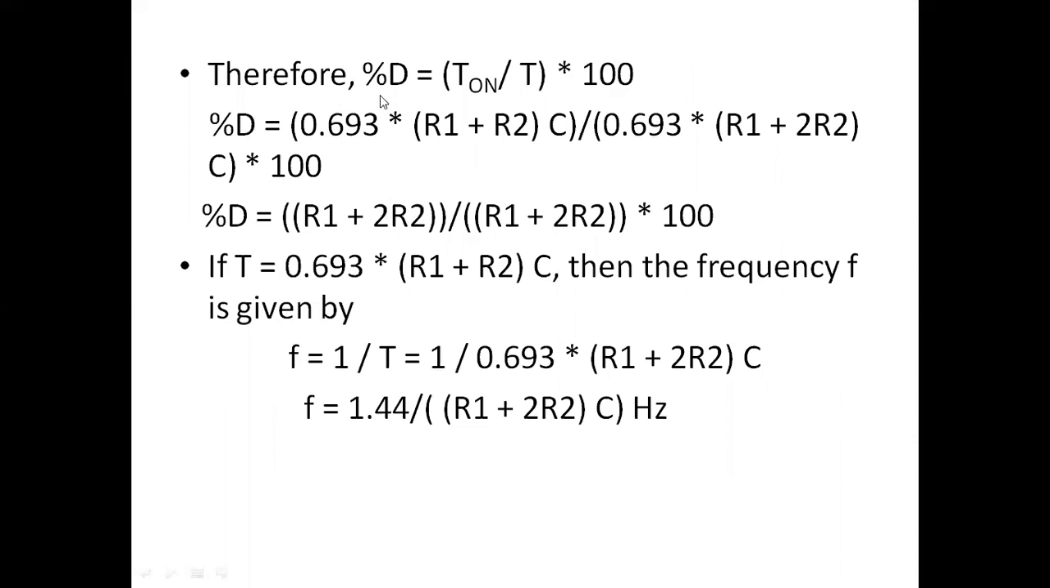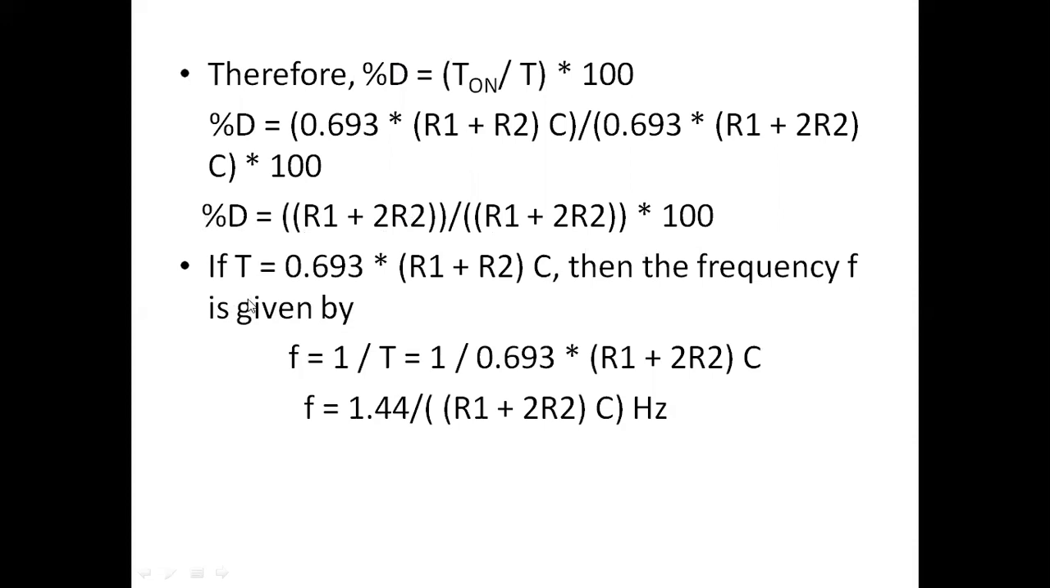Therefore the percentage D is equal to T on by T into 100. We know the value of the on time period is 0.693 into (R1 + R2) into C, and the total time period is 0.693 into (R1 + 2R2) into C, into 100. If you simplify the equation, then percentage D is equal to (R1 + R2) by (R1 + 2R2) into 100. This is the duty cycle in percentage.